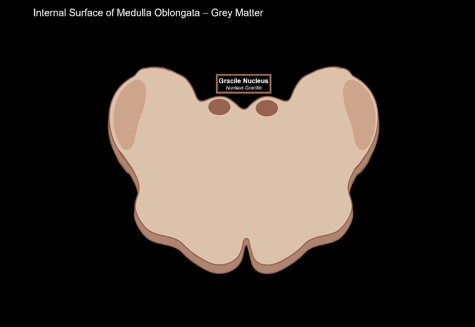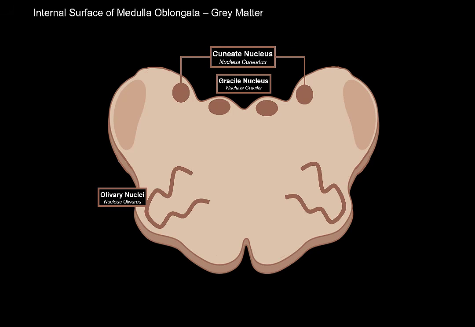We're first going to have the gracile nucleus, medially, with the gracile tubercle. Then laterally to that, we have the cuneate nuclei within the cuneate tubercle. Within the olives, we have the olivary nuclei, and then in the middle, we'll have the reticular formation, which is a network of gray matter throughout the brainstem. And I'll show you this in a little more detail later.